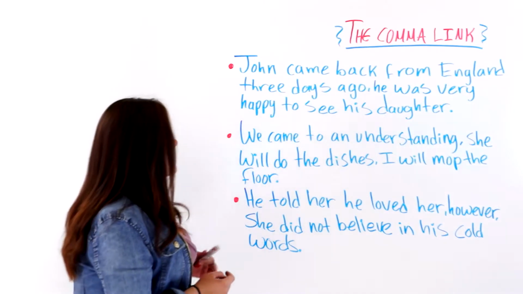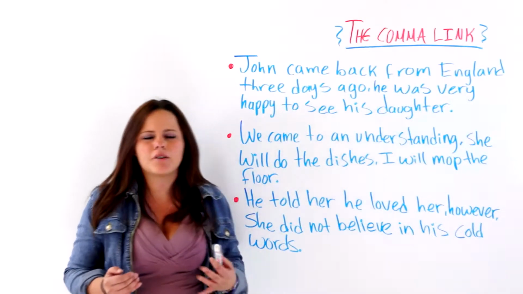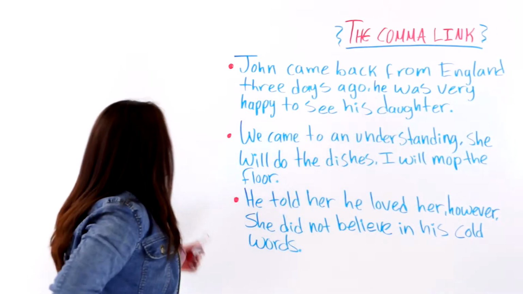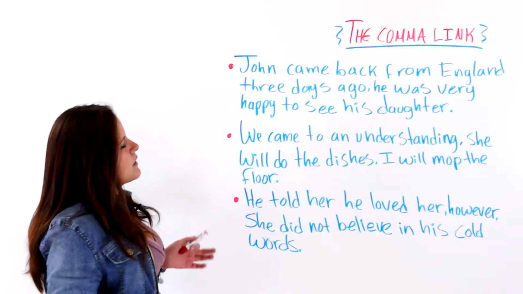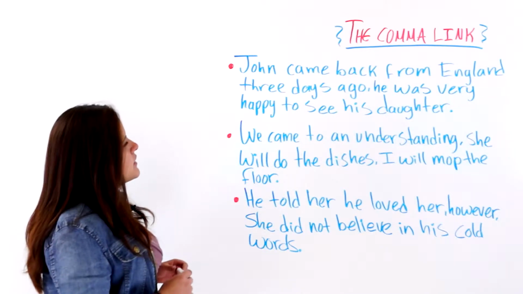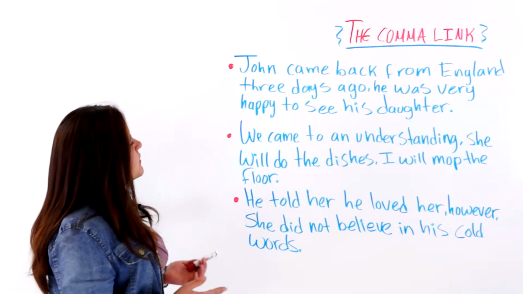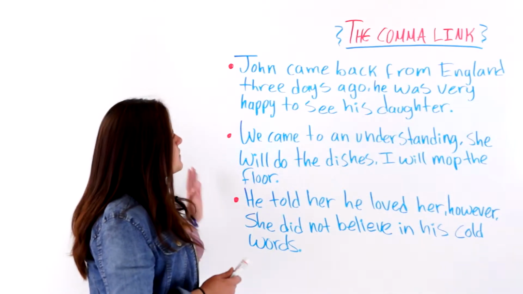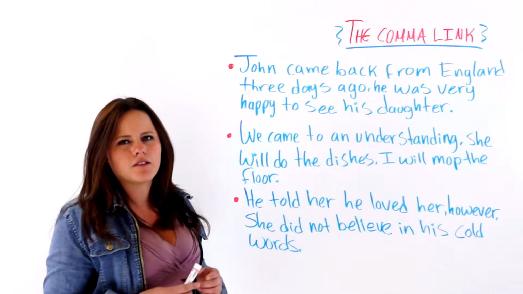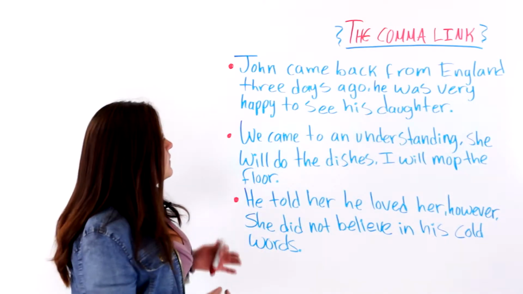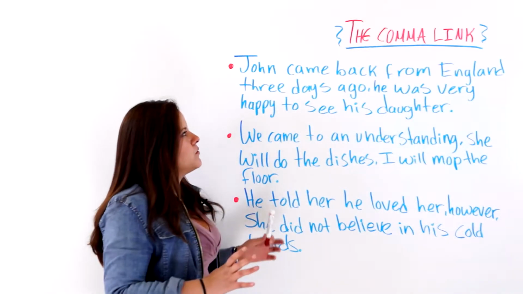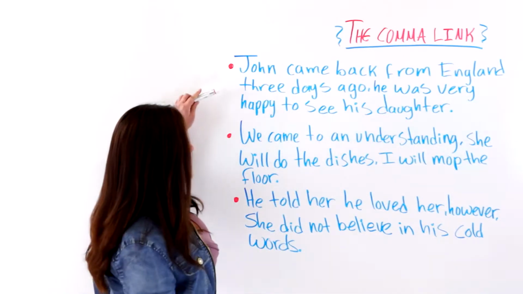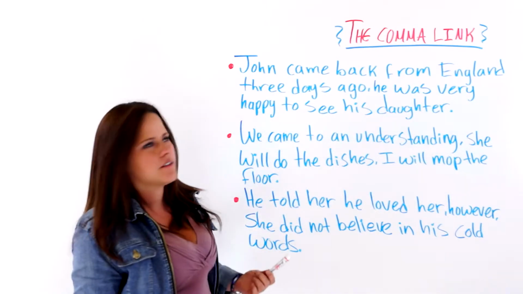I have three examples here written on the board, and I will be explaining them to you one by one. The first one says, John came back from England 3 days ago, comma, he was very happy to see his daughter. As you can see here, we have two independent clauses, or two principal clauses. We have two independent sentences also because they are very full. This is a very, very long sentence.